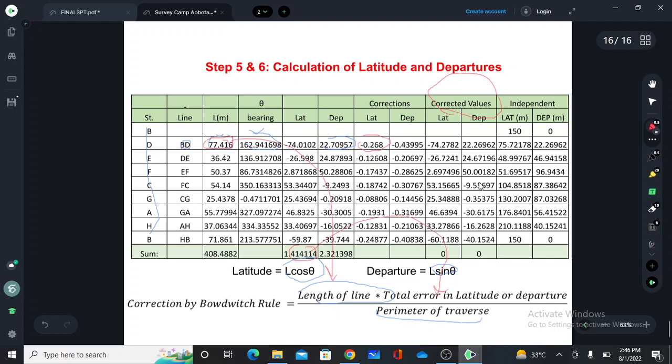Lastly, we will find the independent latitude and departure. How do we do that? We look for the least value and the maximum value. Here the least value in latitude is 74, and the least value in departure is, let's say, minus 0.3. We are going to take station B as our base point, and we double the value, that was 72, so almost double it to 150 and make it 0. After that you will find the independent coordinates of each station.